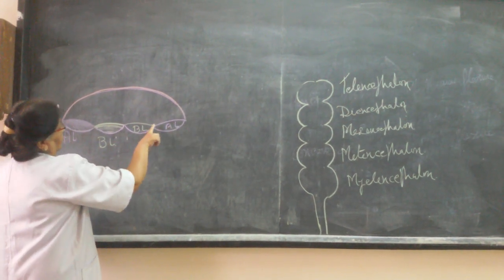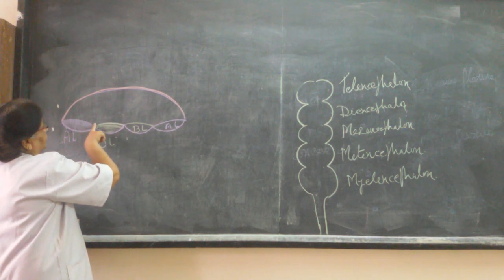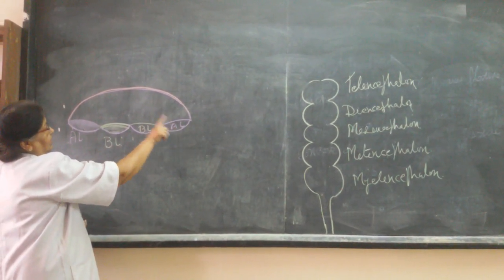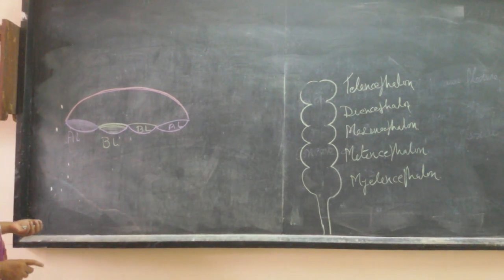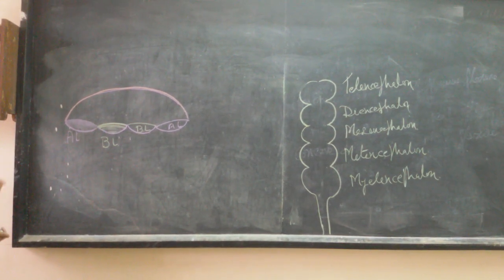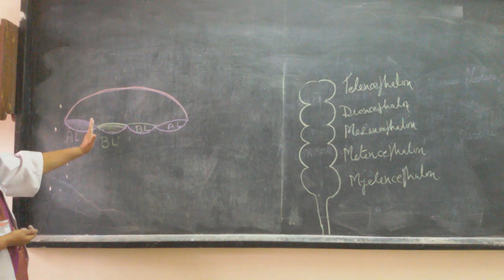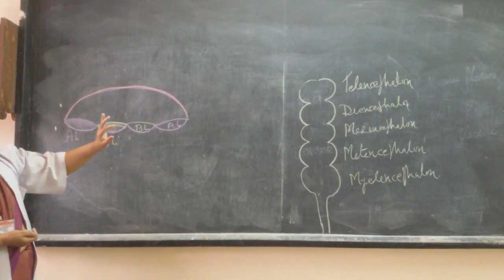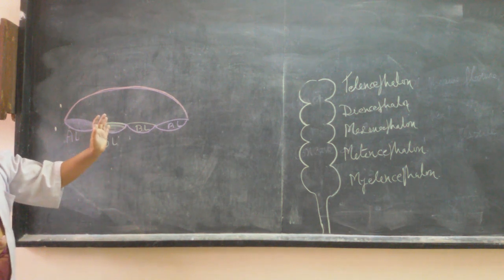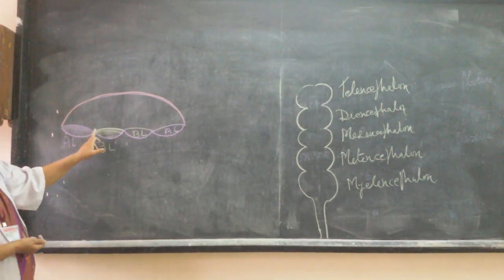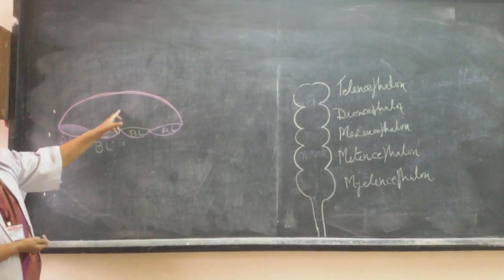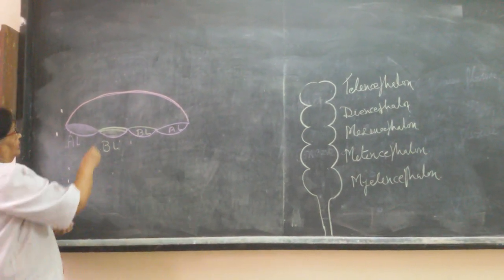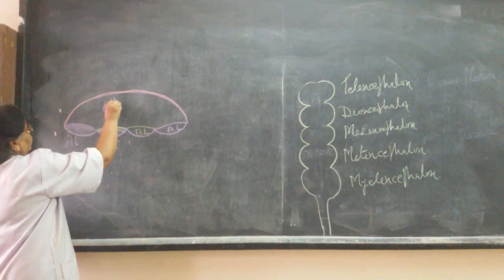Likewise, on the other side also, this is the basal lamina and this part is the alar lamina. The sulcus present between the basal lamina and the alar lamina, we know, is the sulcus limitans, and the sulcus limitans is now present ventrally. It is very clearly visible in the floor of the fourth ventricle. The cavity present over here is the fourth ventricle.